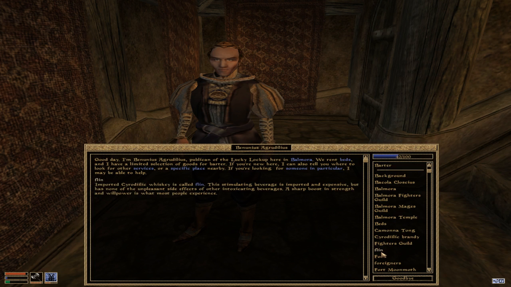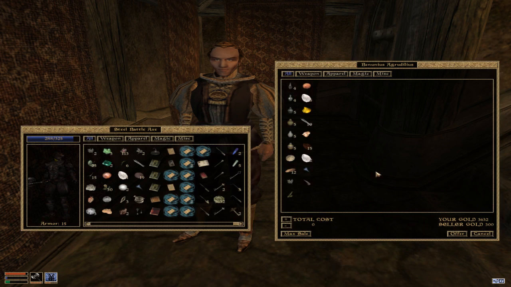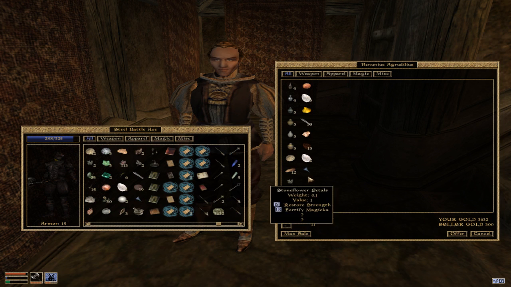Let's see what he trades to us. I will buy this scroll because it allows us to levitate.